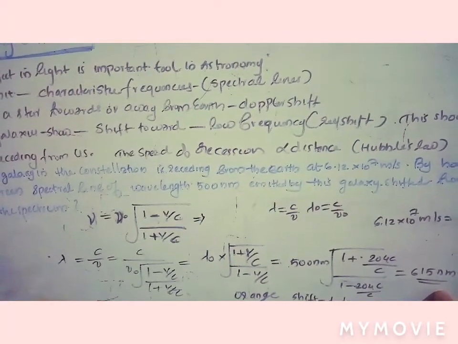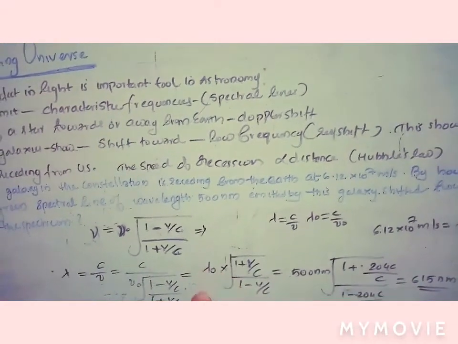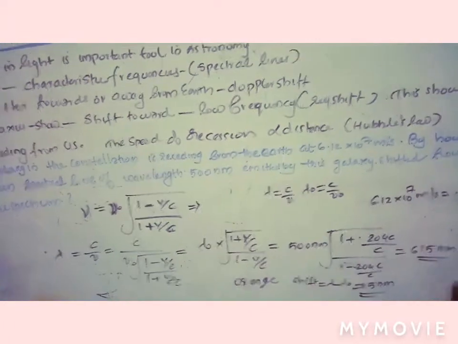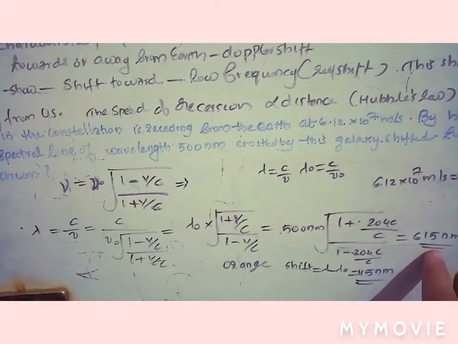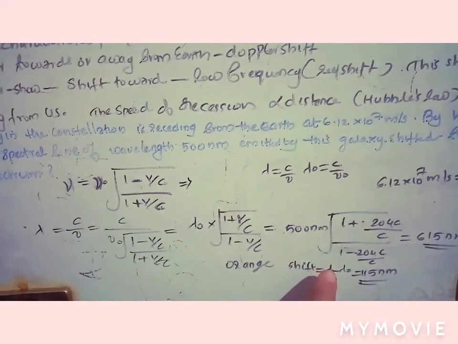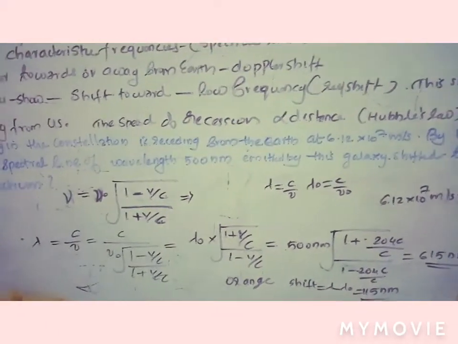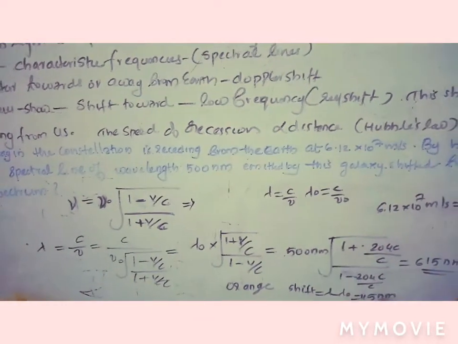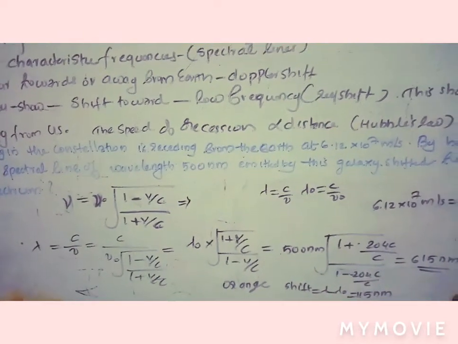So the actual green spectral line, the characteristic wavelength of the star, is 500 nanometer. Here they gave a wavelength of 650 nanometer. So we have the shift, that is 150 nanometer. Okay, so it is shifted to the orange part of the spectrum, that is, they show the shift.